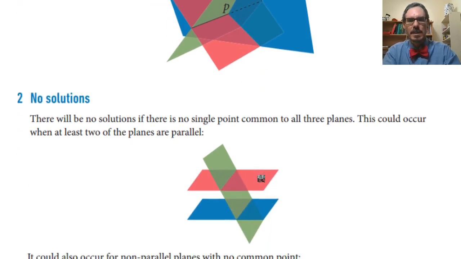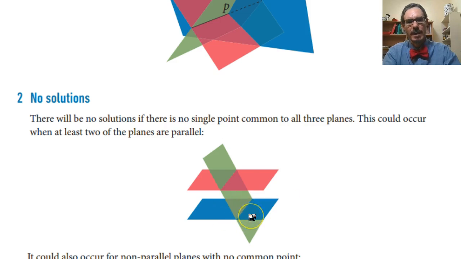But sometimes there might not be a solution at all. So if at least 2 of these planes are parallel, then those 2 planes are never going to intersect, so there's no solution. The 3rd plane might go through them, or the 3rd plane might itself be parallel to those 2. In this case, there is no single point common to them because there's actually no points common between these 2 planes. Then again, we call this inconsistent. There's no way to have a point that's on all of the planes at once. There's no way to have a point that satisfies all 3 equations at once.